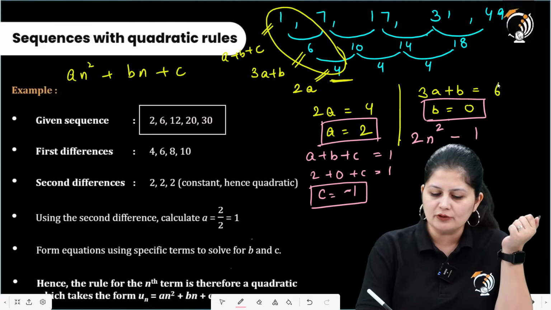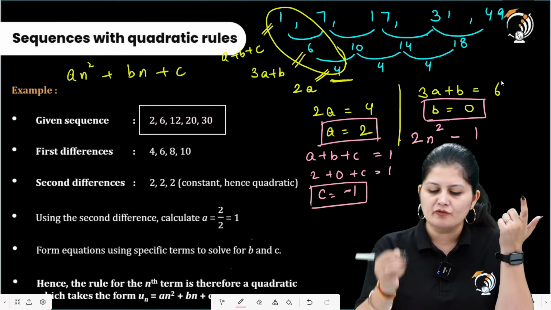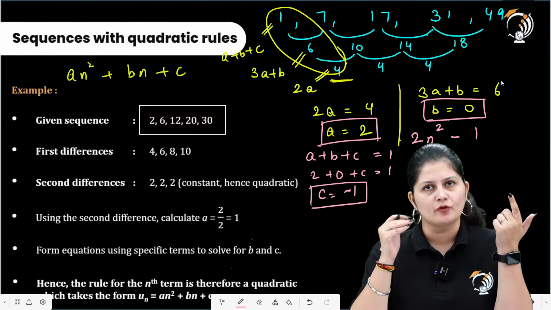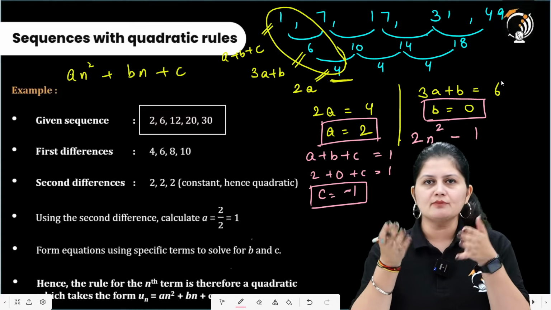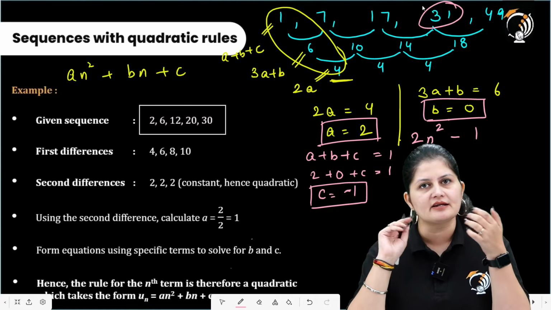Let's say I am just taking n is equal to 4 here, as an example. So, when I take n is equal to 4, 4 square is 16. 16 multiplied by 2 is 32, minus 1 is 31. So, we are getting the right answer.